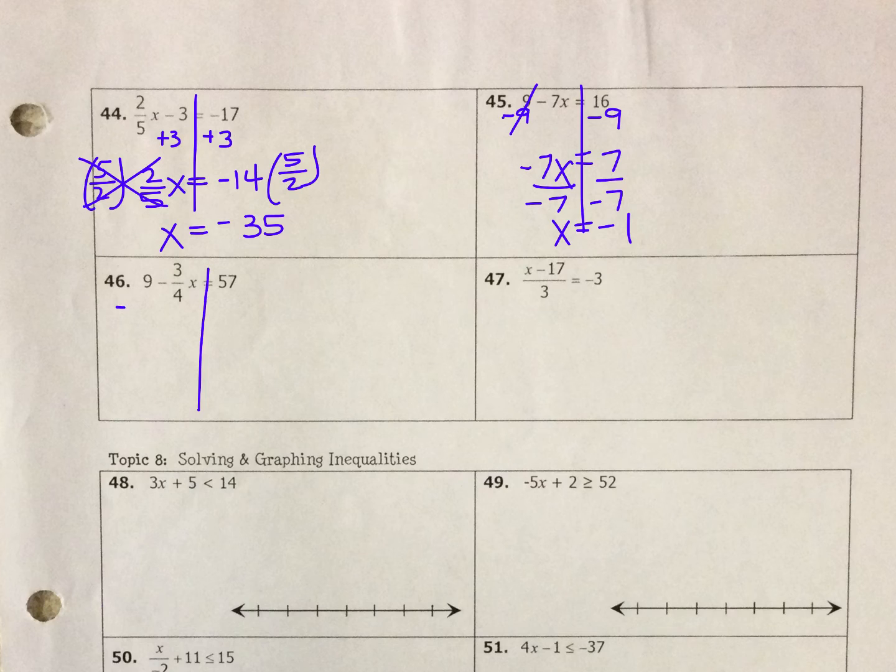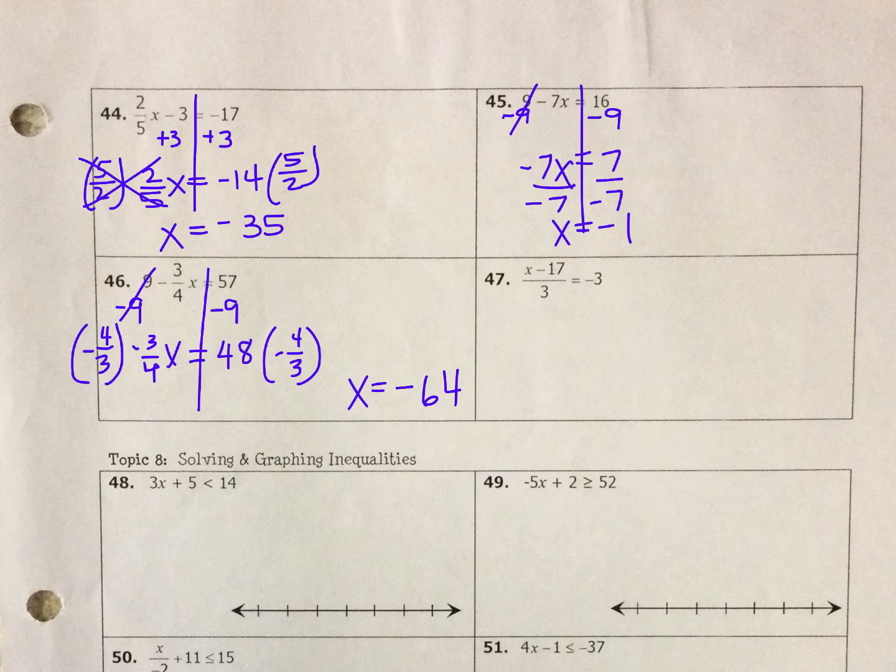This one is the same thing. I'm going to subtract 9 from both sides because that'll make that cancel out. I end up with negative 3 over 4x equals 48. I'm going to multiply that by negative 4 over 3. And when I type that in my calculator, I get x equals negative 64.